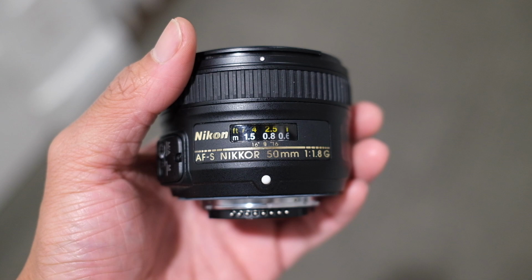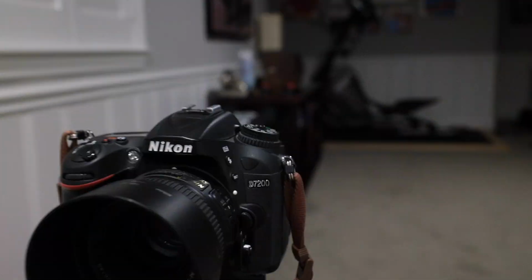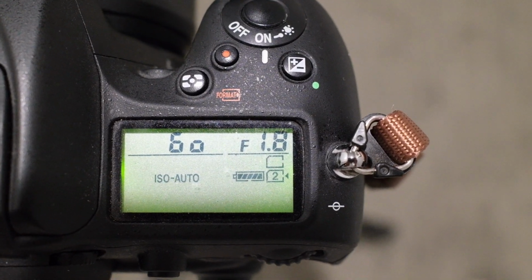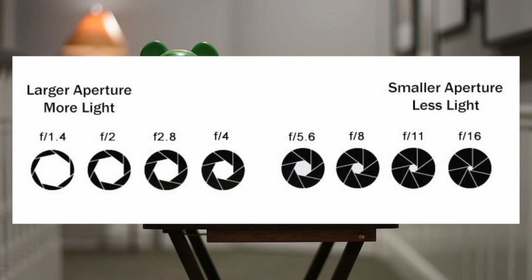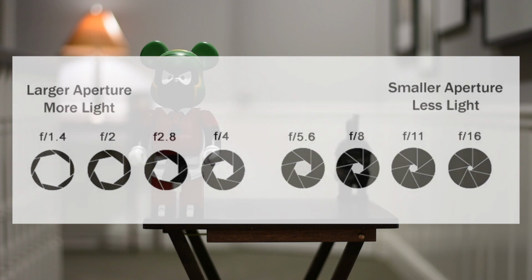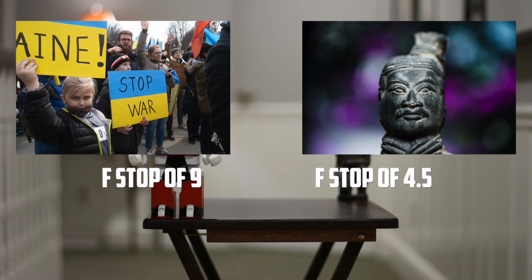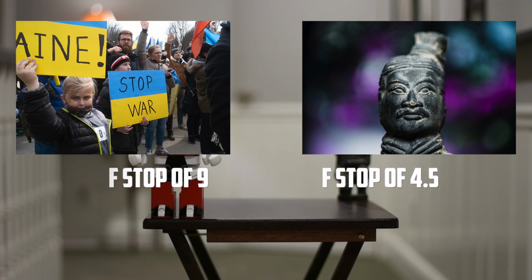Here's the setup. A 50mm lens 6 feet away at an f-stop of 1.8. The f-stop refers to the aperture opening of the lens through which light can pass to the sensor or film. The f-stop also determines how much you want something to be in focus. Higher the number, the more things are in focus. Lower the number, the less things are in focus.